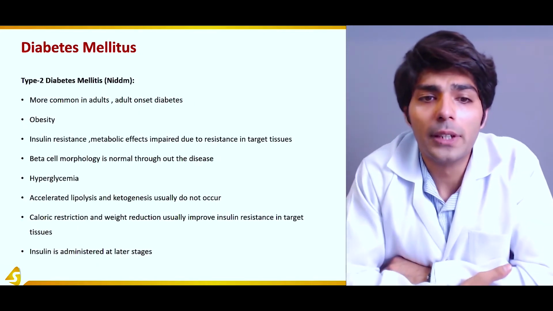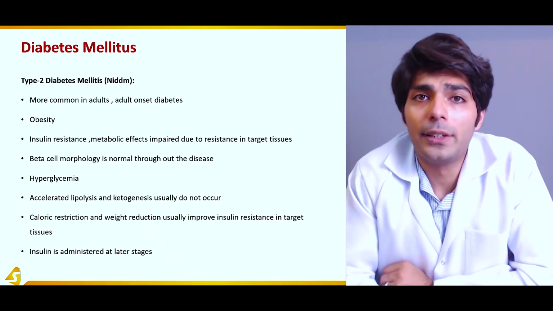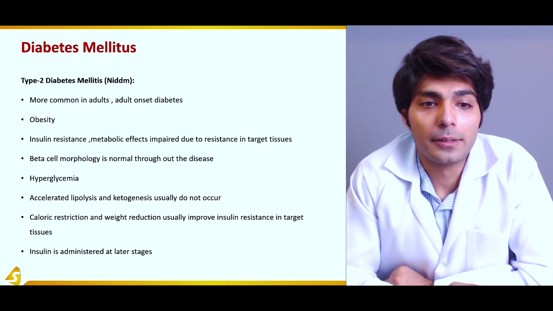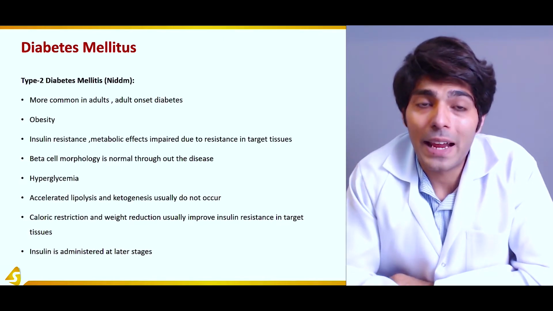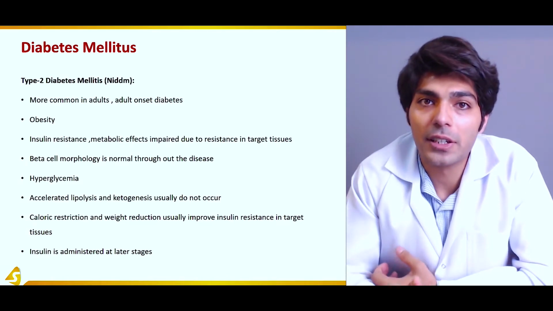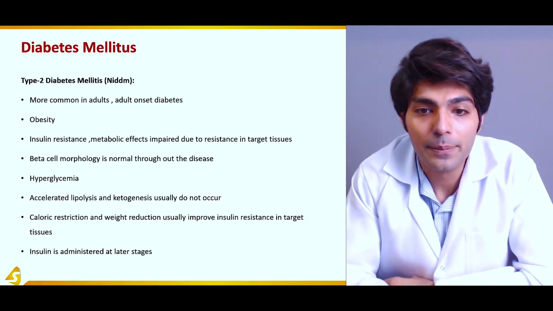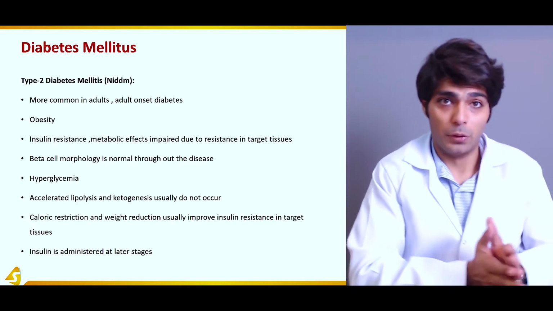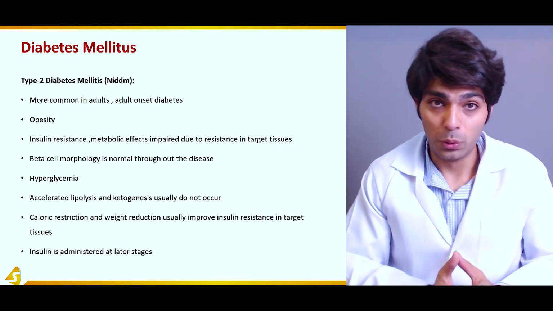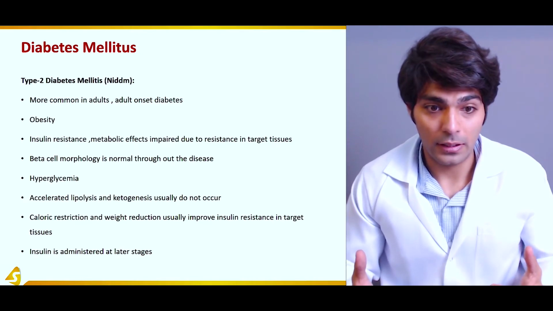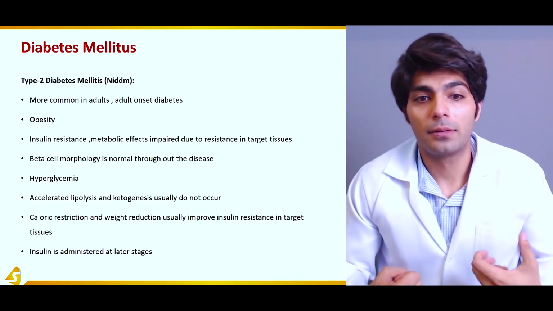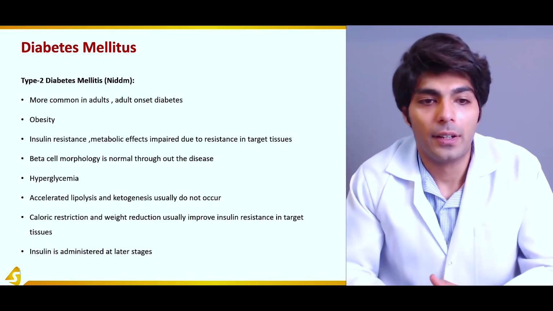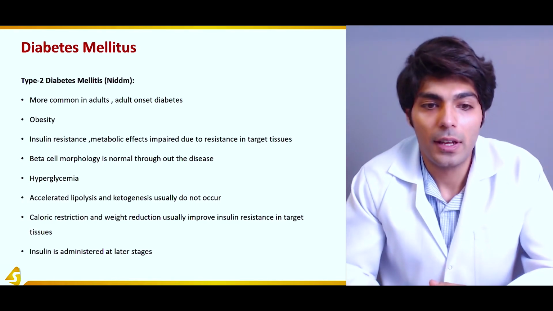Now we have type 2 diabetes mellitus, which is non-insulin dependent. It is more common in adults, and obesity is the prime cause. There is insulin resistance, resisting the metabolic effects of the insulin in the target tissue. The beta cell morphology is normal, while in type 1 there was a destruction of the beta cells. In type 2 the effects of the insulin are impaired. There's an insulin resistance.